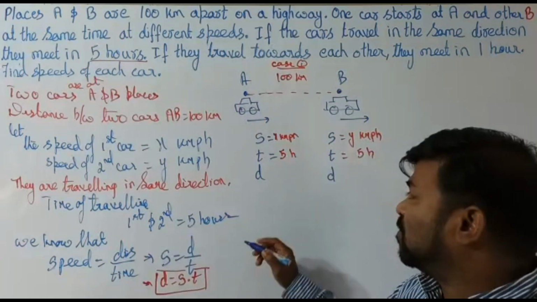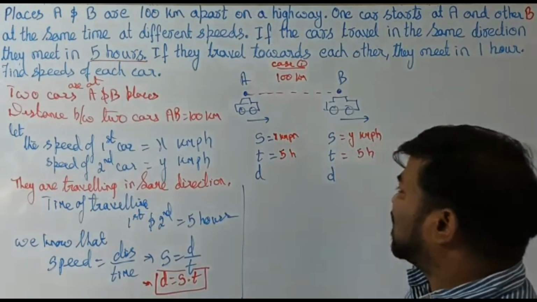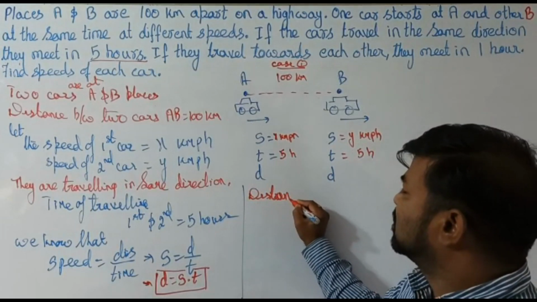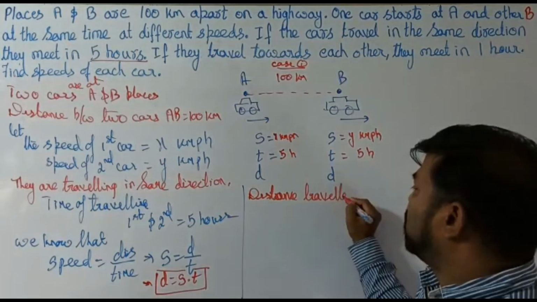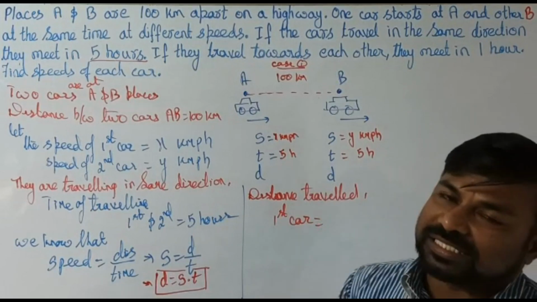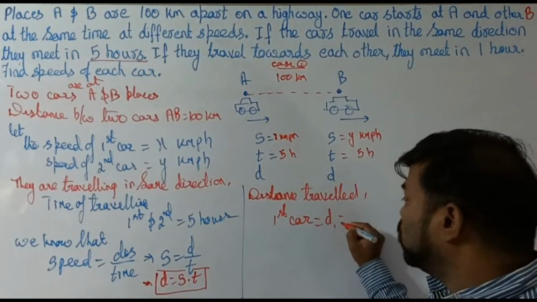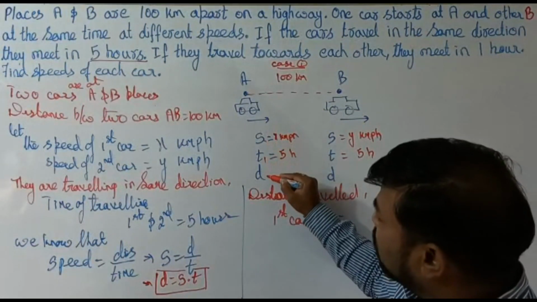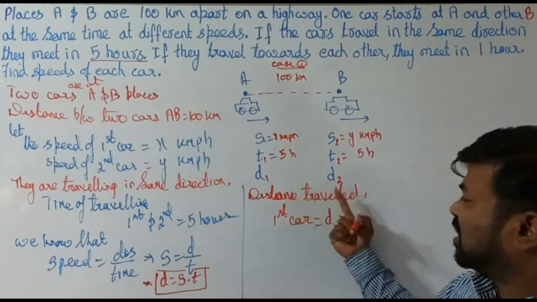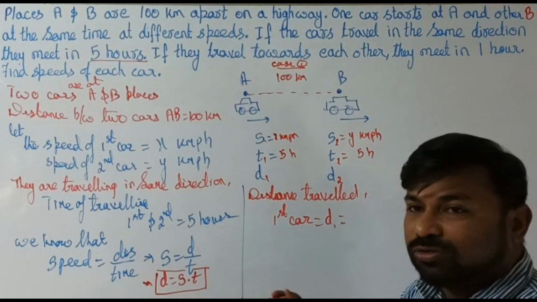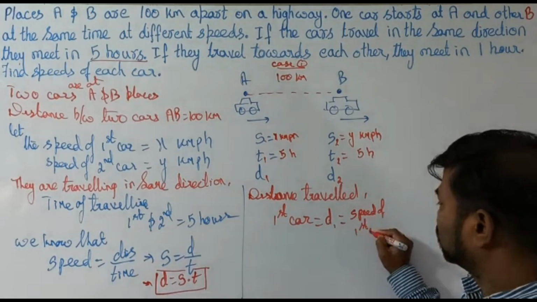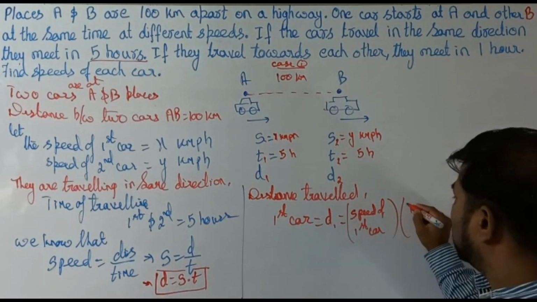Now by using this formula, let's find the distance traveled by the first car. What is the distance traveled by the first car? I like to call it D1. If you want, you can call them S1, T1, D1, S2, T2, D2. So the distance traveled by the first car is nothing but speed into time, the speed of the first car times the time traveled.